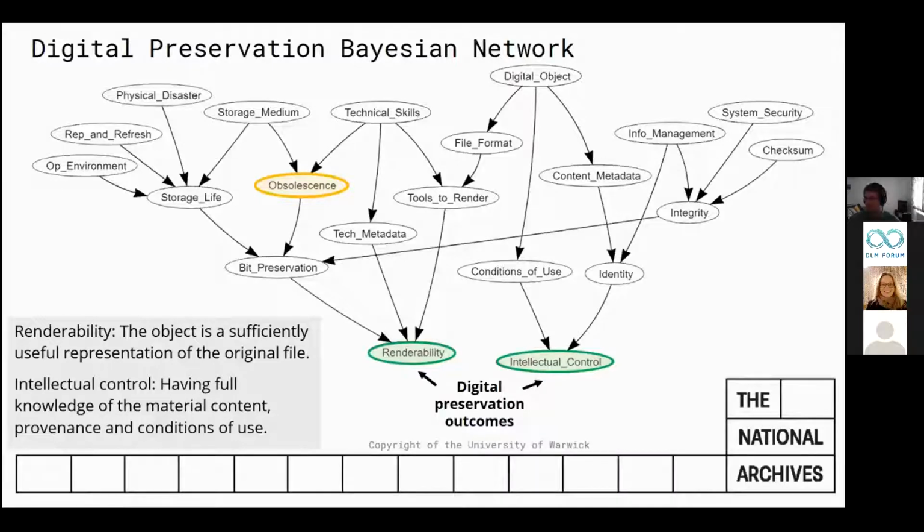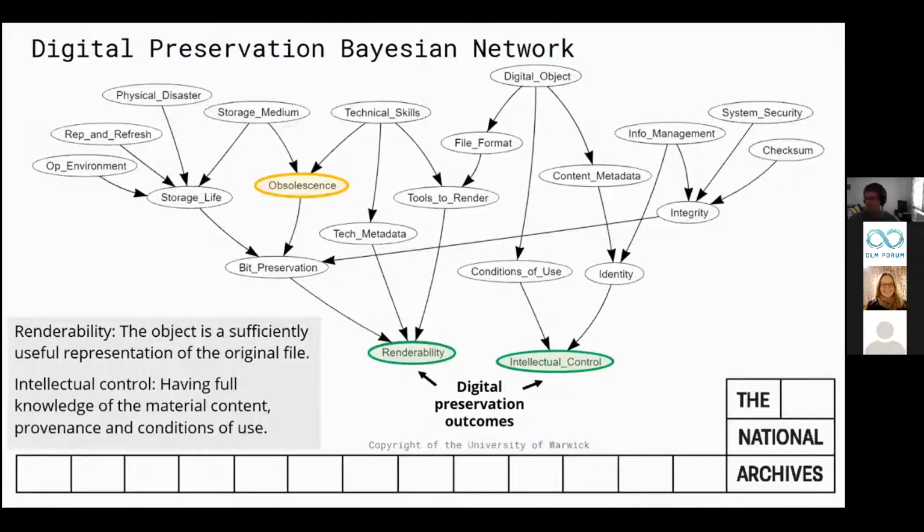This is why storage medium and technical skills are the parent nodes and feed into obsolescence and your probability of that event. An object can only be bit preserved if you have access to the bit stream. Therefore, the probability of obsolescence feeds into the probability of bit preservation, which in turn feeds into the probability of the object being renderable.